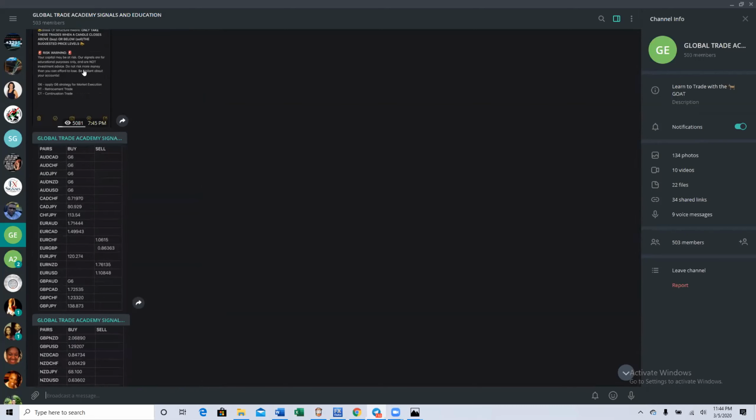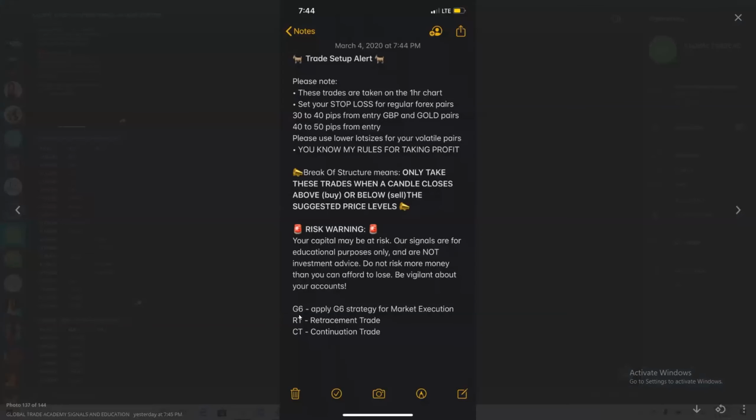Okay, here we go. Let me pull up this picture one more time. We added some points to the bottom of it. If a pair has G6 next to it, that means apply the G6 strategy to that pair and enter the trade as a market execution once G6 sets up. If we put an RT, we're letting you know it's a retracement trade. If we put a CT, we're letting you know it's a continuation trade. It's just us trying to give you more information so you can make more informed decisions on if you want to trade a particular pair, okay?